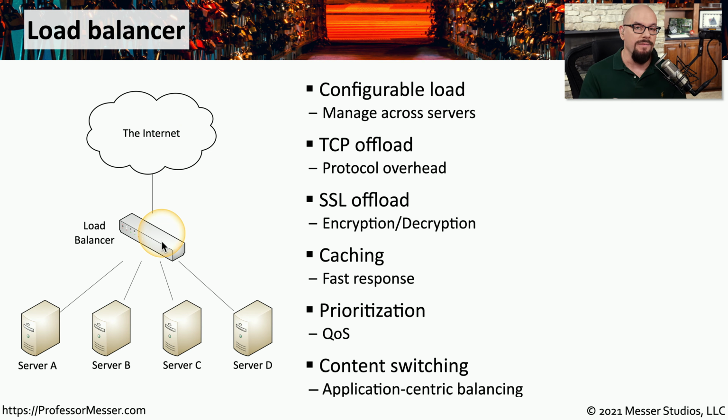We might also have our load balancer provide content switching. This means that the load balancer would choose which server to use based on what applications were available on those servers, so that users may be requesting one type of application that's only on server A and server B, and other users might be requesting an application that's only on server C and server D. As the load balancer receives those requests, it can content switch that information to the correct server.